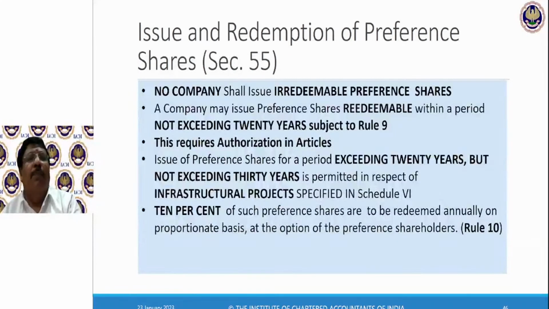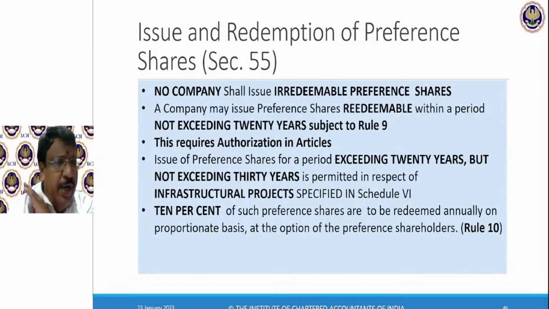Now, important. No company shall issue irredeemable preference shares. A company may issue preference shares redeemable within a period of not exceeding 20 years, subject to Rule 9, which will be seen. So the maximum period for redemption is 20 years. Any preference share should be redeemable within a period not exceeding 20 years. Less than that is allowed, 5 years, 6 years, 10 years. But maximum 20 years, it should be redeemed.